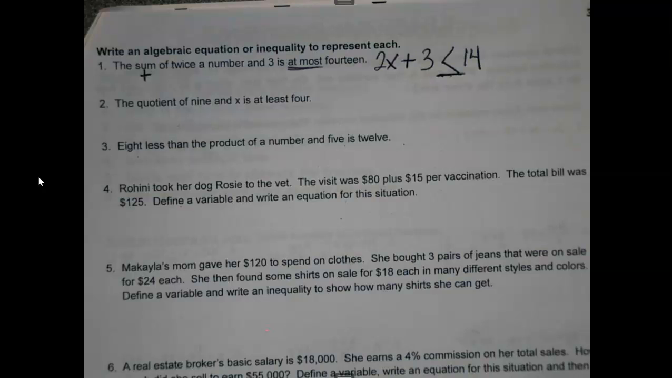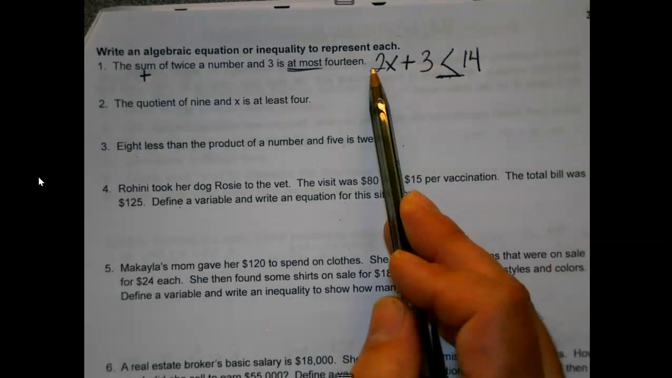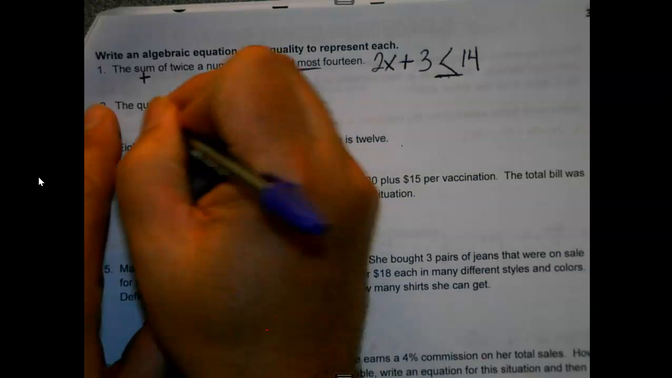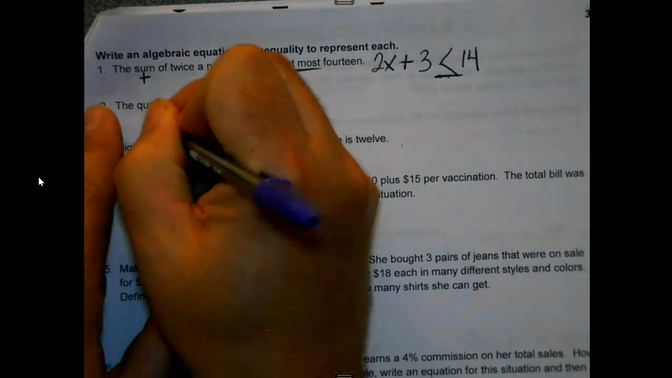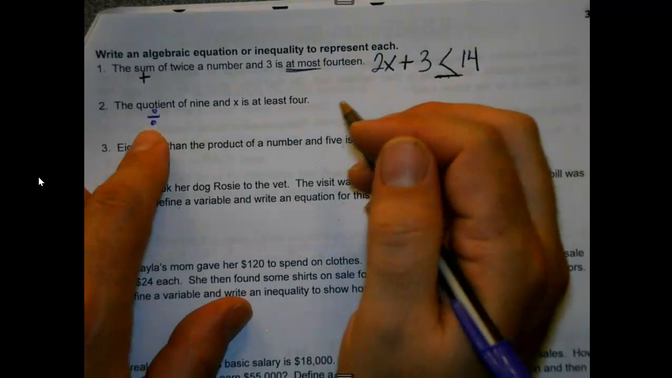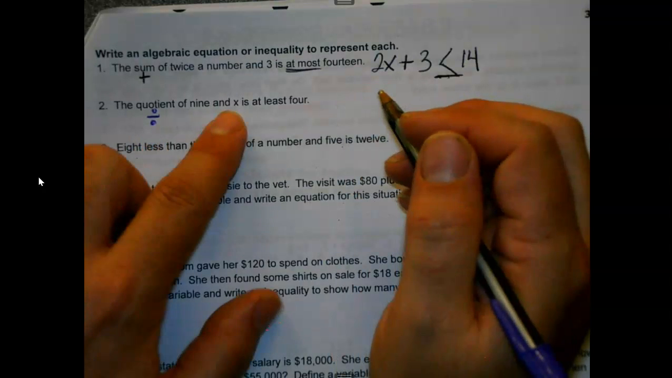So when you're trying to figure out the arrow, if it's at most, well, it has to be less than or equal to. Just think it through for a minute and see if what you wrote makes sense. So let's see. Quotient of 9 and x.